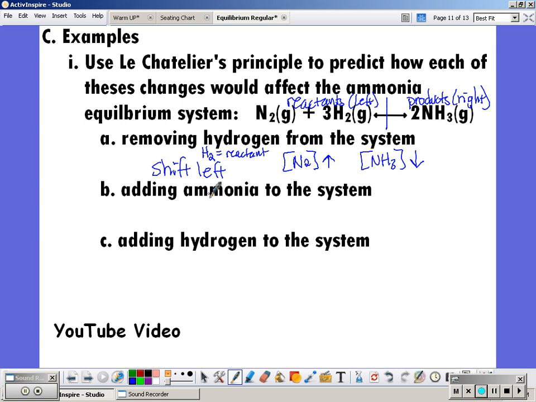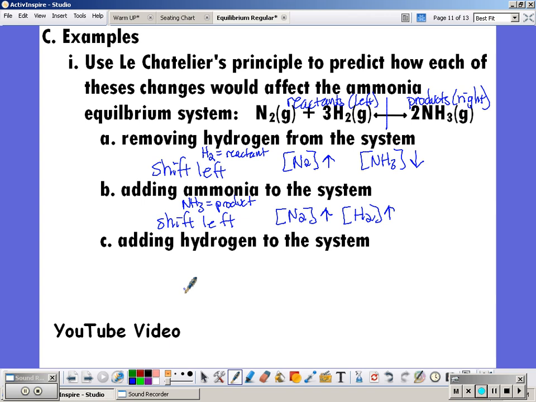Adding ammonia. Ammonia is NH3, and in this problem is a product. When I add a substance, I want to shift to the opposite side that the substance is on. So if I'm adding the product and that's on the right, I'm going to shift left. And if I shift left, then N2 is going to increase because I'm going towards it, and H2 is also going to increase because I'm shifting towards it.